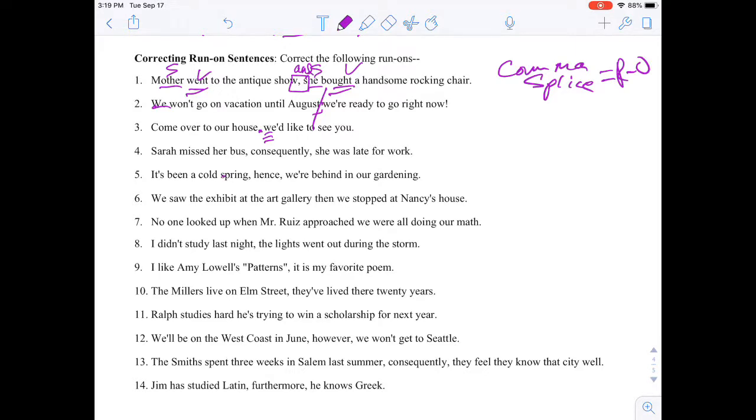Sarah missed her bus. Consequently, she was late. So we have one of these fancy conjunctive adverbs, but we have a subject, we have a verb, we have a subject, we have a verb. So in the middle, there should be a semicolon, conjunctive adverb, and a comma. All right, let's do one more. It's been a cold spring, hence we're behind in our gardening. Again, we have a fancy conjunctive adverb in the middle there, and we want to make sure we use a semicolon to separate that.